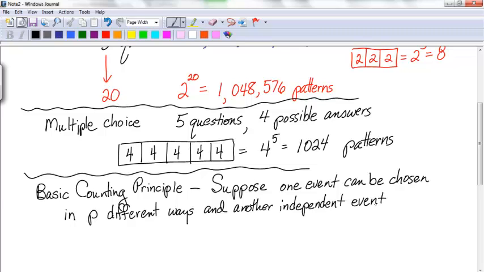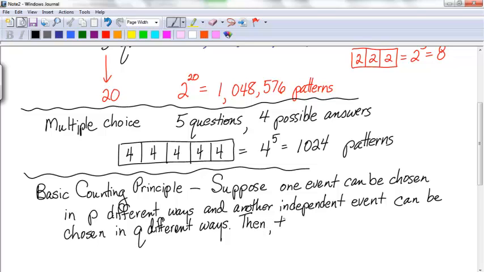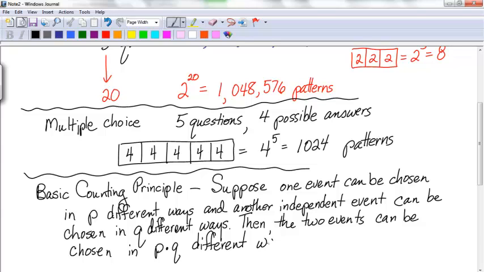Suppose one event can be chosen in P different ways, and another independent event can be chosen in Q different ways. Then the 2 events can be chosen in P times Q different ways. So basically, the fundamental counting principle tells you you're going to end up multiplying. When we multiplied those 2 together up here, and then took it times this, we were using the fundamental counting principle.